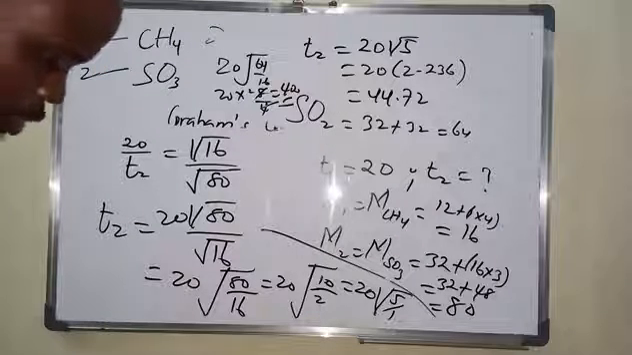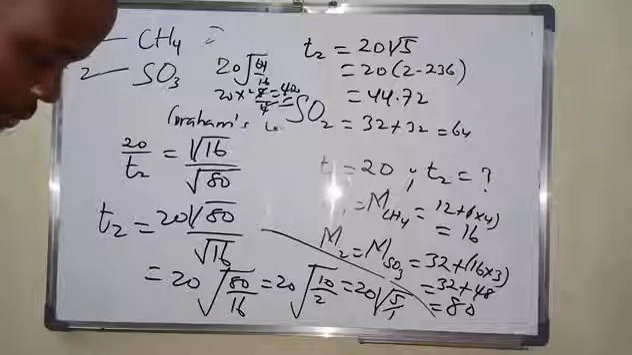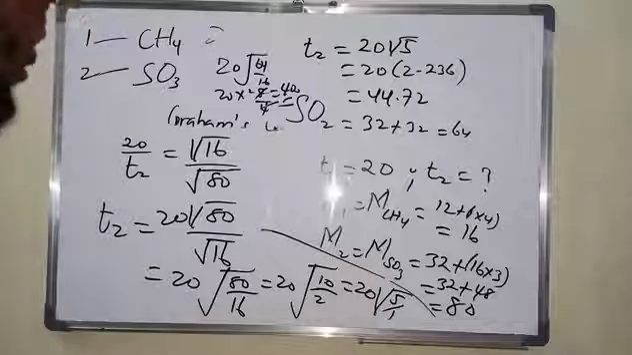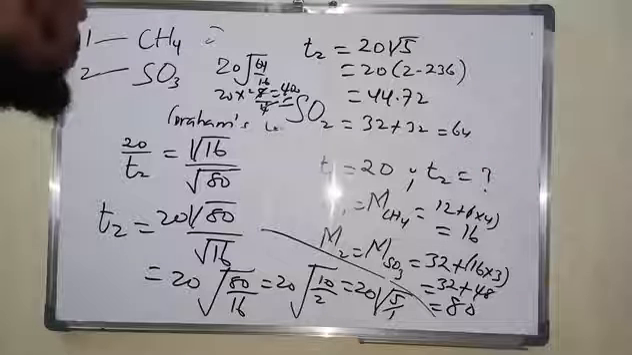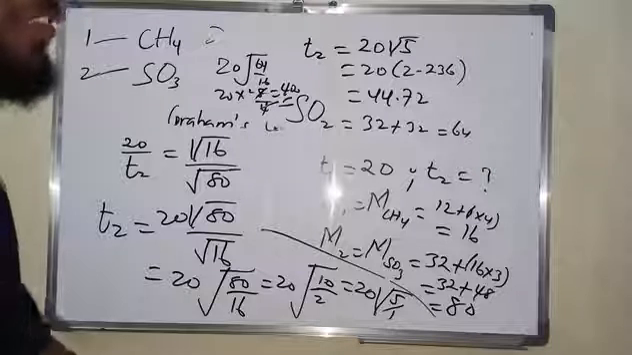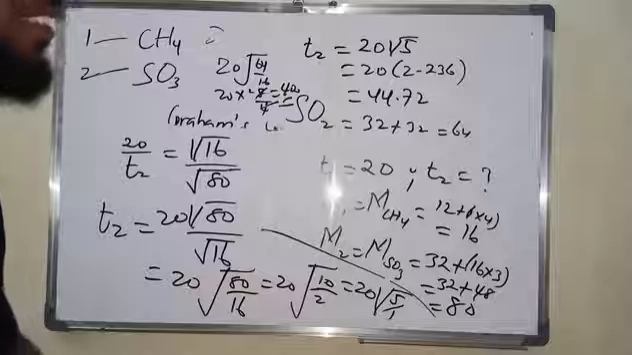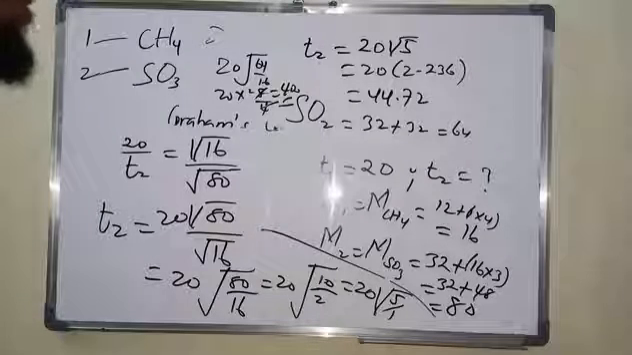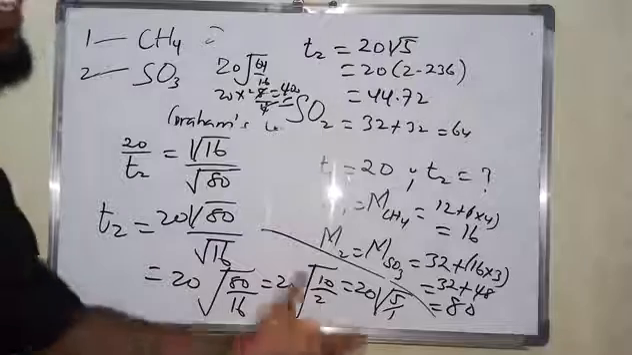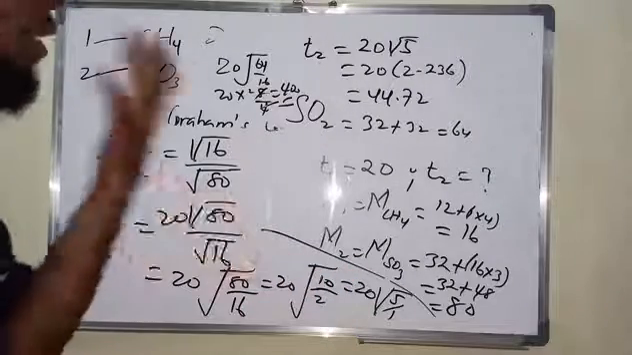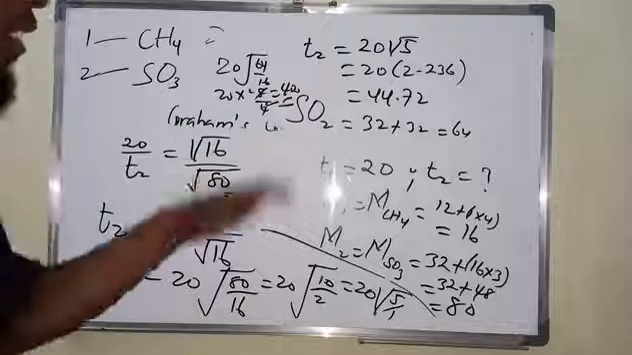We can see that the rate of diffusion is twice. It takes a longer time to diffuse, having a higher mass. If it takes 20 seconds to diffuse, it is less dense. It will take a longer time for this to diffuse because it is denser. So that is what you need to know.